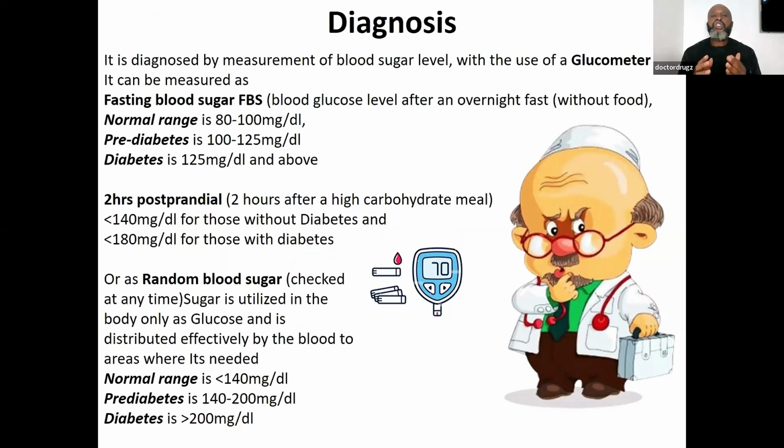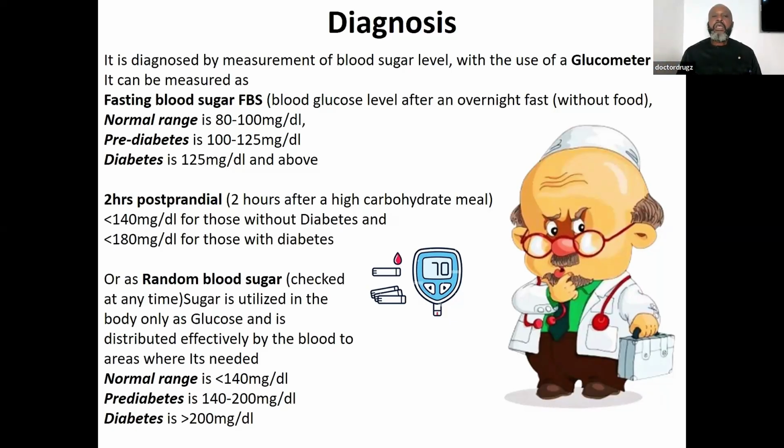It is diagnosed by measurement of blood sugar level with the use of a glucometer, and it is measured as this: fasting blood sugar. Normal range is 80 to 100. Pre-diabetes is 100 to 125, and diabetes is 125 milligrams per dl and above.